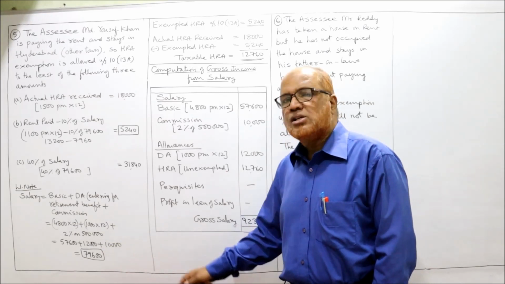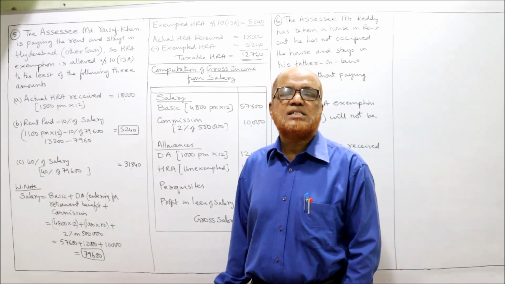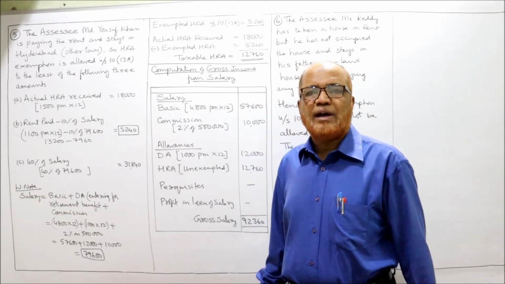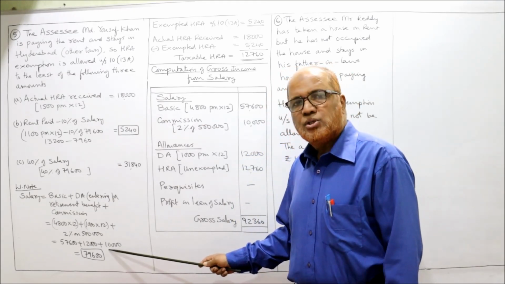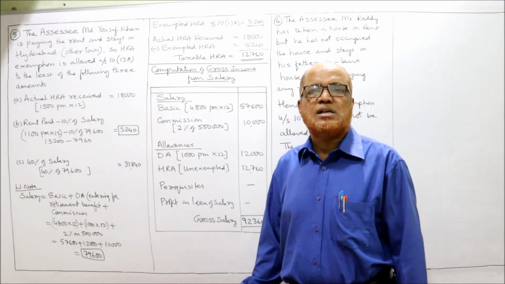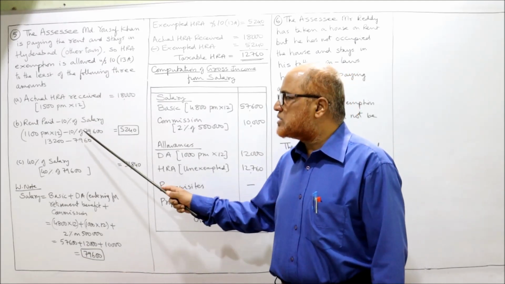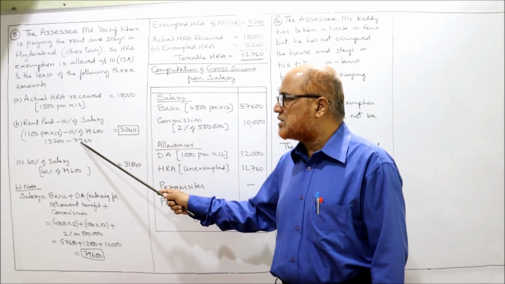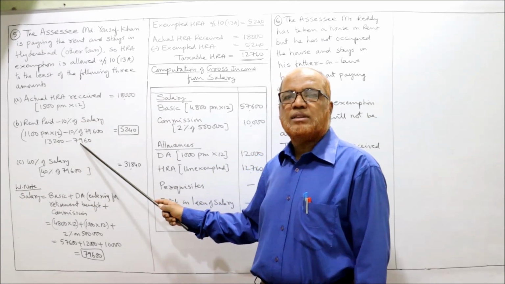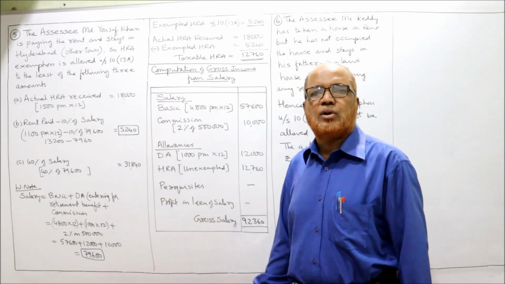And commission is 2% on sales target achieved. Sales achieved 5 lakh. 2% of 5 lakh, 10,000. So if you add up the three amounts, the total salary is 79,600. Now calculate 10% of 79,600, 7,960. So 13,200 minus 7,960, 5,240.